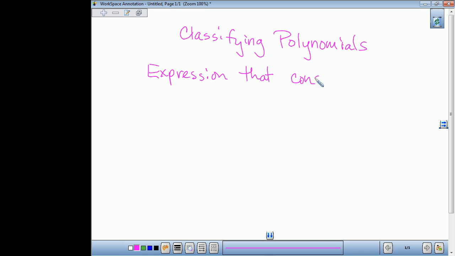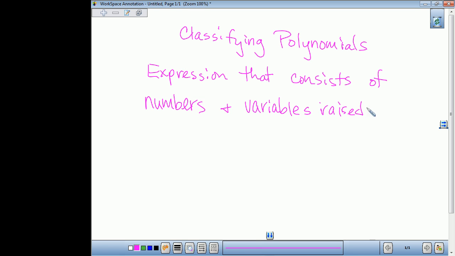So, it's an expression that consists of numbers and variables, and those variables are raised to whole number exponents. Okay, so with our numbers, those can be constants. That means they don't have a variable with them. Or they could be coefficients.